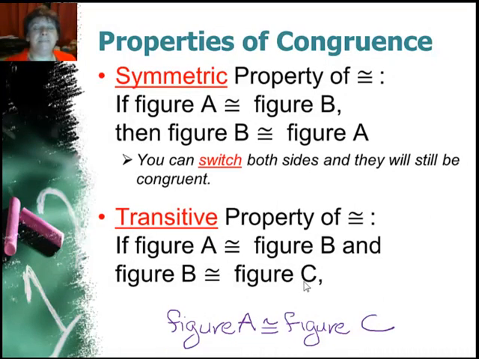We also have the symmetric property of congruence. So it's the same thing. You can switch both sides and it's still congruent. I can have figure A is congruent to figure B, or figure B is congruent to figure A. The transitive property of congruence says that figure A is congruent to figure B and figure B is congruent to figure C. I can skip over it and say figure A is congruent to figure C.